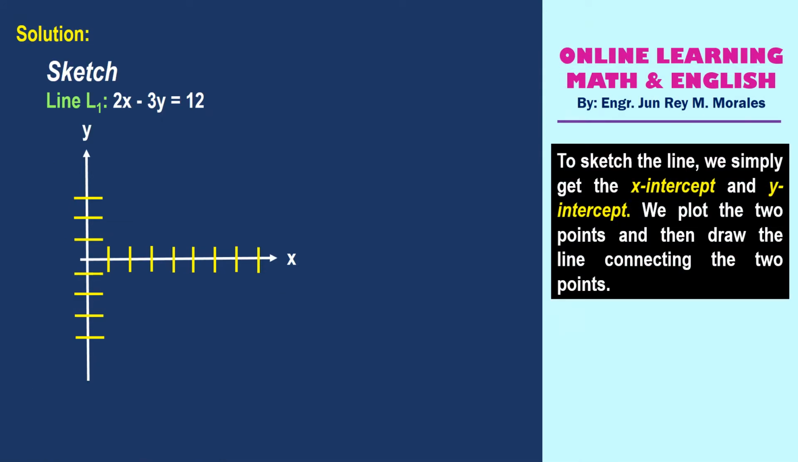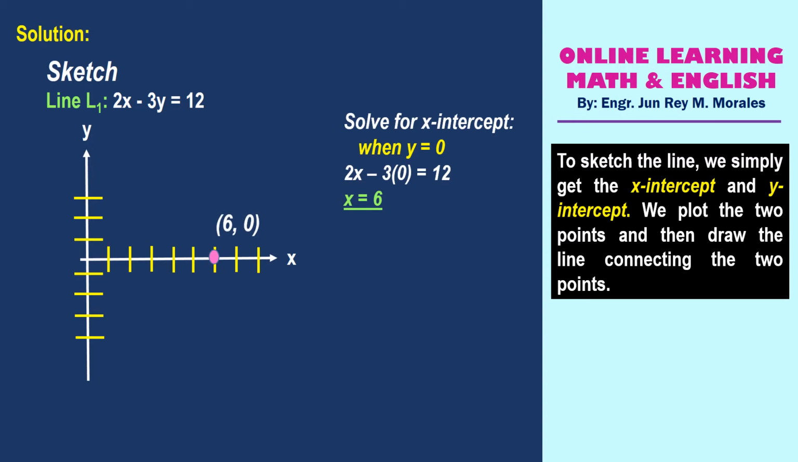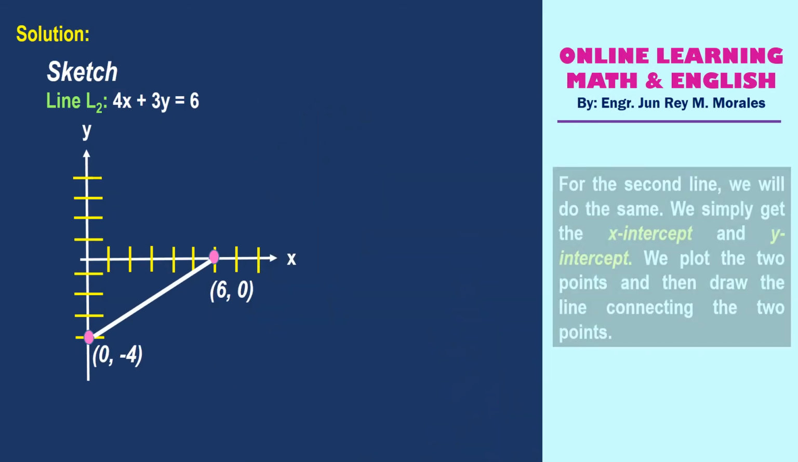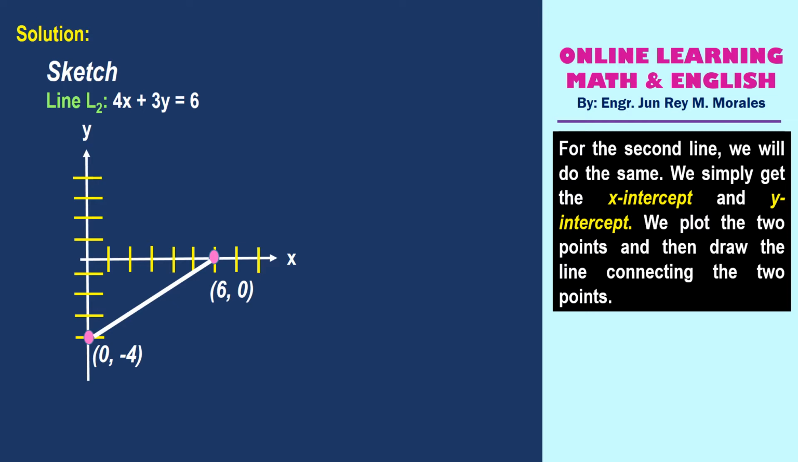To sketch the line, we simply get the x-intercept and y-intercept. We plot the 2 points and then draw the line connecting the 2 points. For the second line, we will do the same. We simply get the x-intercept and y-intercept. We plot the 2 points and then draw the line connecting the 2 points.